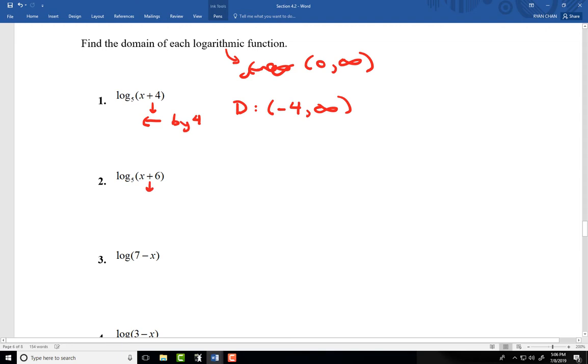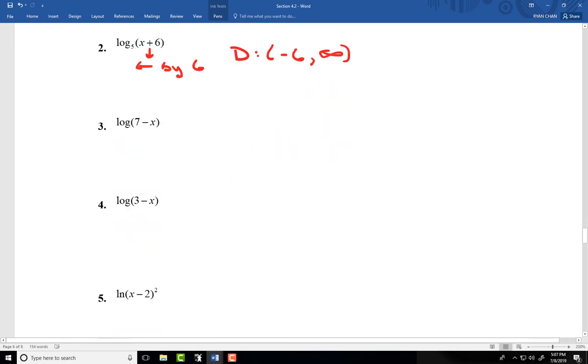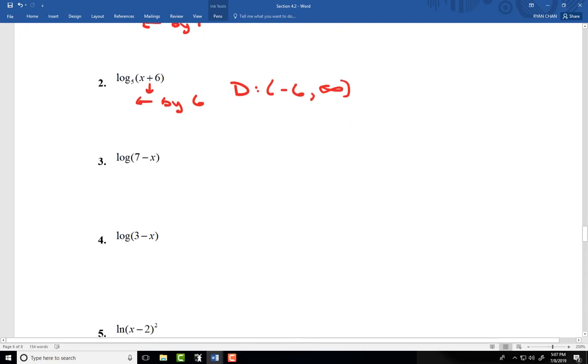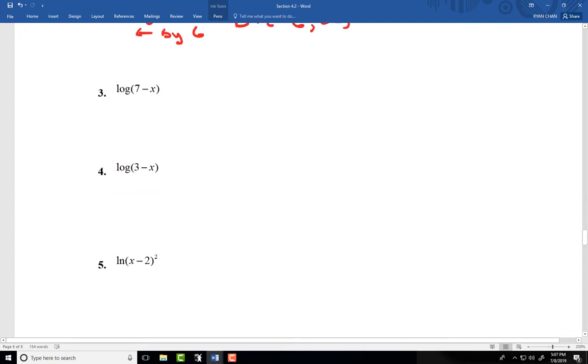Here inside this is going to the left by 6. So my domain will be from -6 to infinity. Okay. Same thing with the natural log, right? Same thing here. Inside, it's minus, it's opposite, so you're going to the right by 2. So my domain for this one will be 2 to infinity.